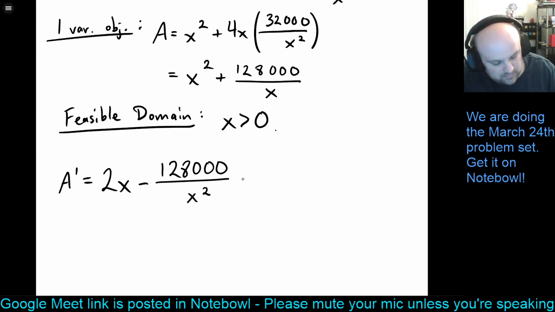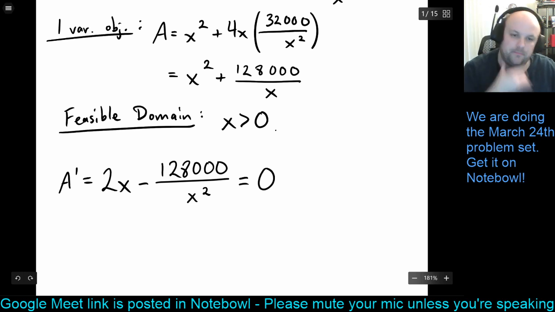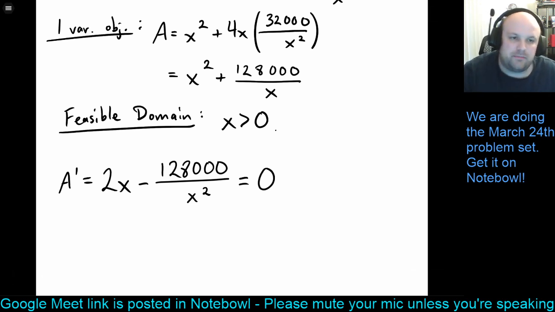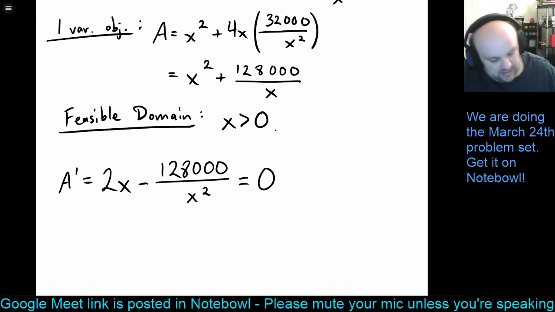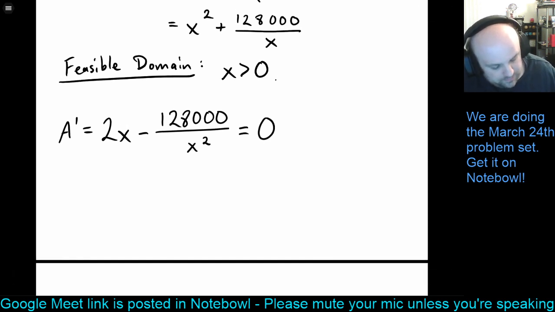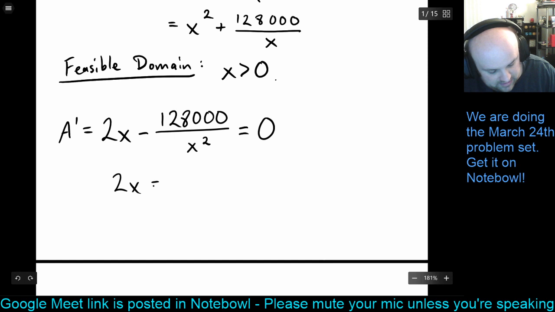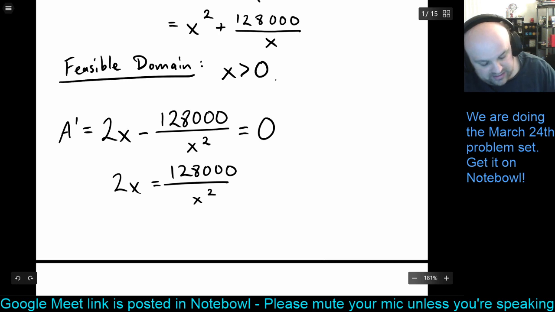So we're going to take this and set it equal to 0. Now again, critical numbers are where the derivative is either 0 or undefined. In this case, it's undefined at x equals 0, but that's not in our feasible domain, so we don't have to worry about that one. So we set this equal to 0, and let's see what we get. This is saying that 2x has to equal 128,000 over x squared, right? So I'm just taking this fraction here and moving it to the other side.